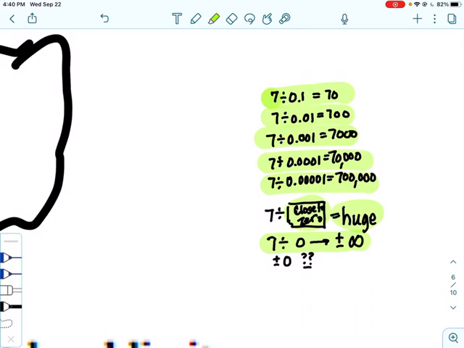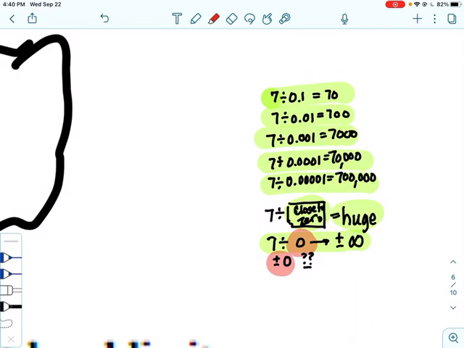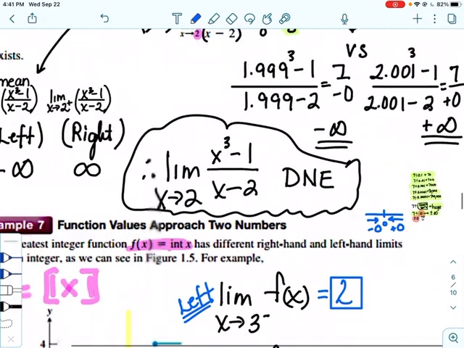The thing about 0 is that it could be either positive or negative. Here's 0, right? If you're coming in this way, you'd be approaching a negative 0. If you're coming in this way, you'd be approaching a positive 0. You've never really thought about that. You've always assumed that 0 was 0, nothing else. But when we're talking about infinitesimal distances, we now have a sign that we assign to 0.